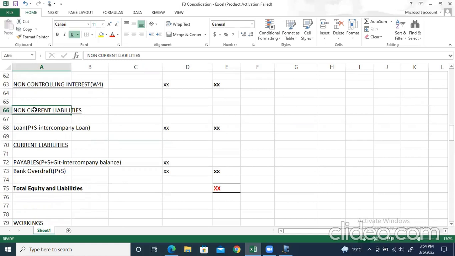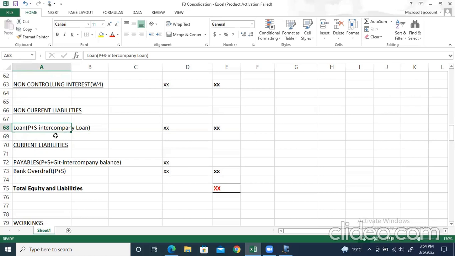Liabilities also have two items, non-current liability and current liability. So non-current is very simple. You can see loan, the long-term loan, which is preferably more than 1 year, more than 12 months. So parent plus subsidiary. Now we are minusing the intercompany loan over here. Why are we minusing here? Because this is an intercompany balance. Again, this is not a sale or purchase, but still it is intercompany.